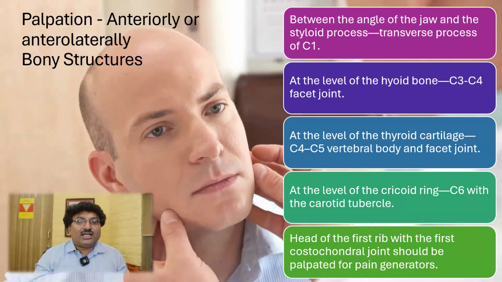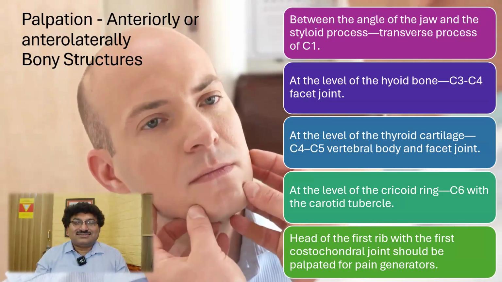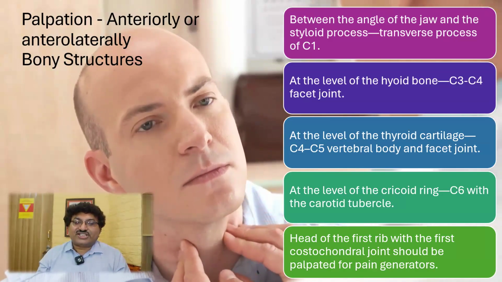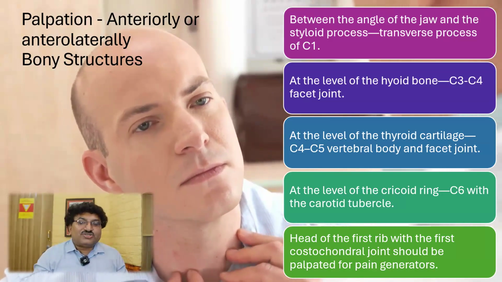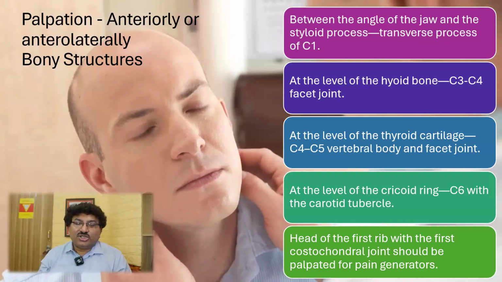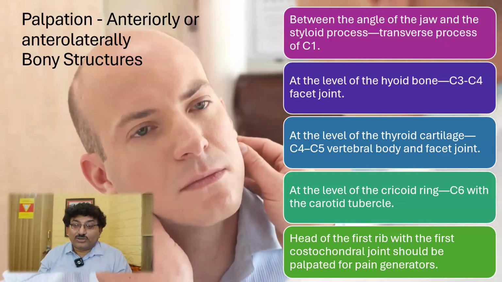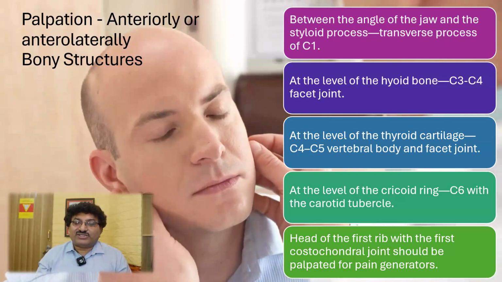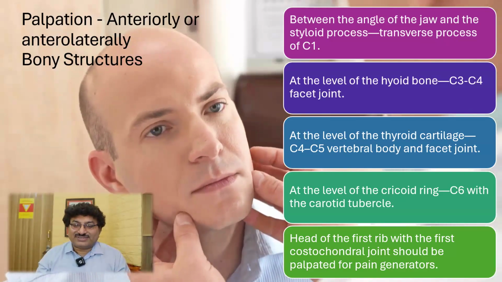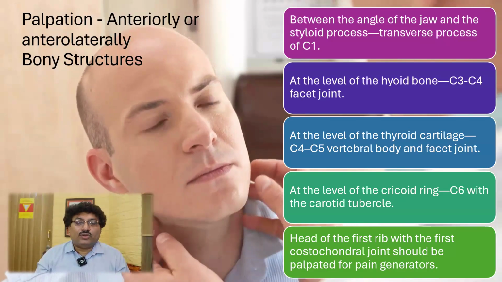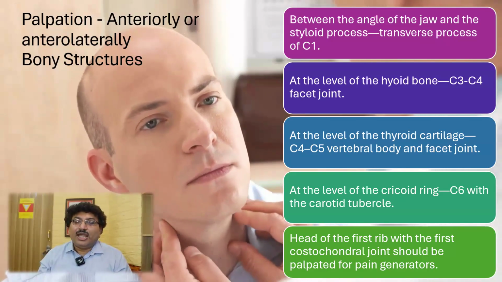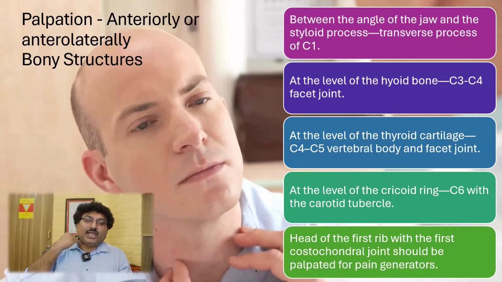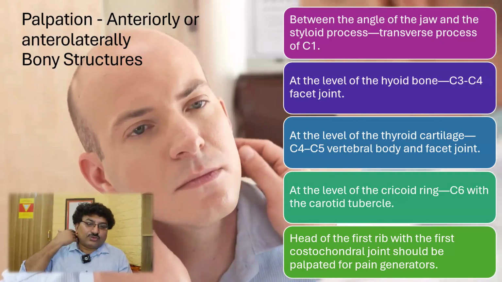At the level of the cricoid, we have the C6 transverse process tubercle, which is known as the Chassaignac tubercle. That is one of the very important landmarks for our stellate ganglion block. The stellate ganglion remains at the level of C7, but for safety, we block at the level of C6. Next, we can check the head of the first rib and the first costochondral joint. That could be a source of pain which can go to the neck.